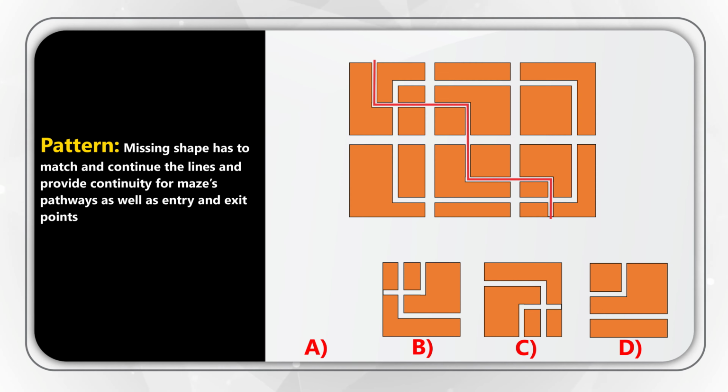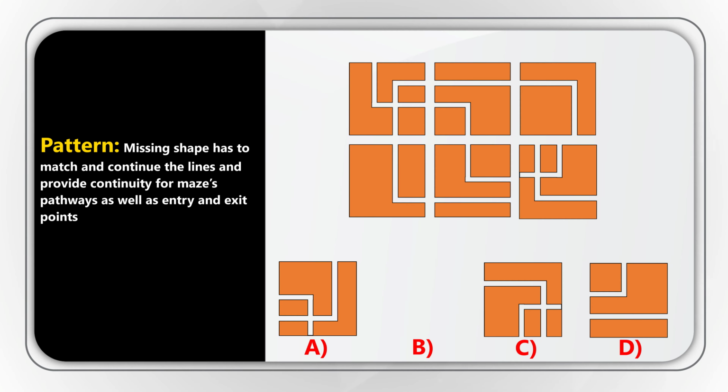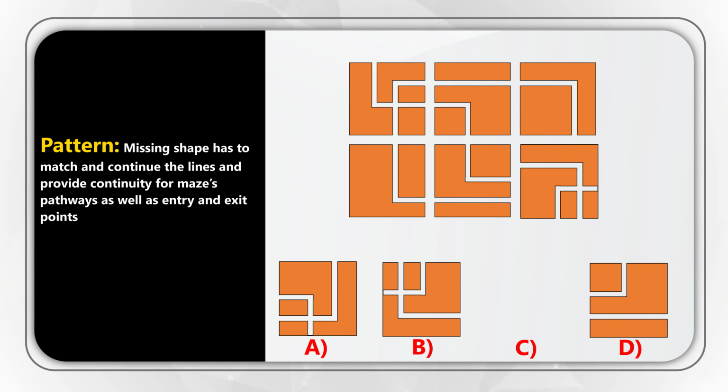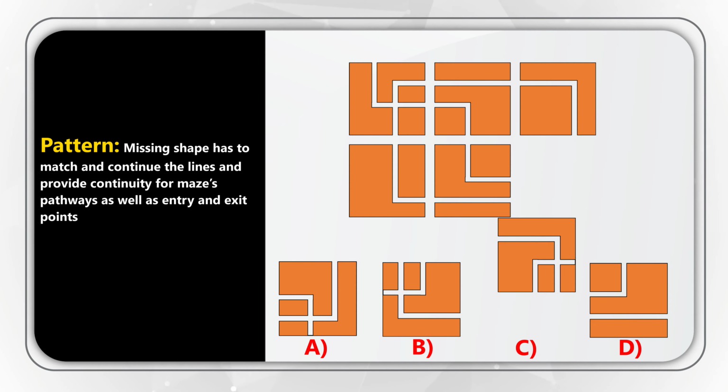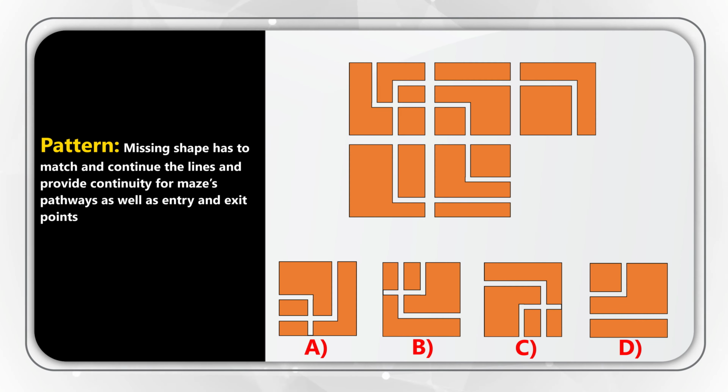To verify that we found the correct solution, let's look at the choices B, C, and D to make sure that they're incorrect. Let's start with choice B. If we place it, it doesn't meet all the conditions. Same with choices C and choice D. They either do not continue the lines or do not provide entry and exit points into the maze.